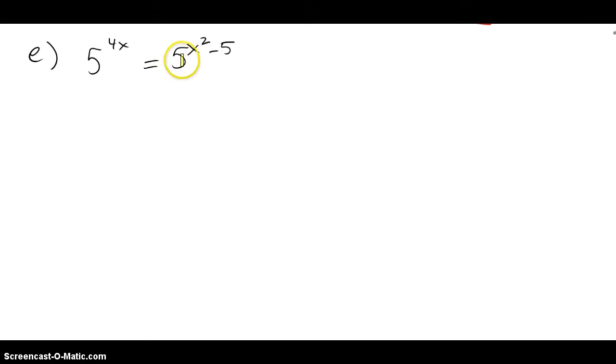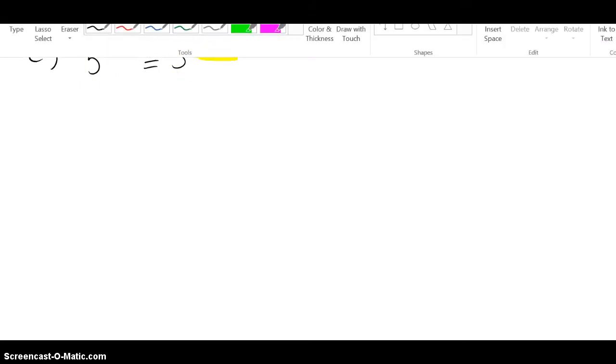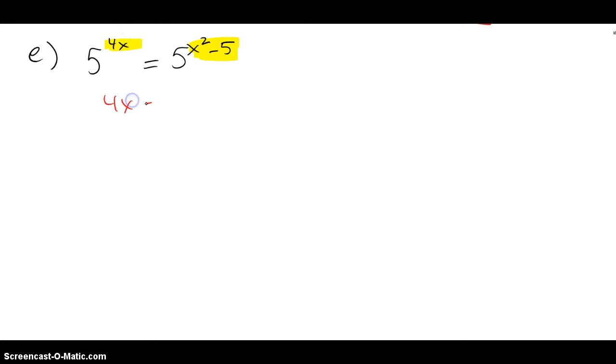So in this case, notice the bases are already the same. I don't have to do any work there, and I only have one base 5 here, one base 5 there, so automatically the exponents must be equal. So 4x must be equal to x squared minus 5. That looks like a quadratic equation, so I'm going to set it equal to 0. X squared, put it on the right side in descending order.